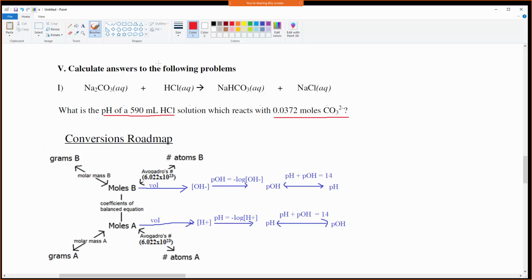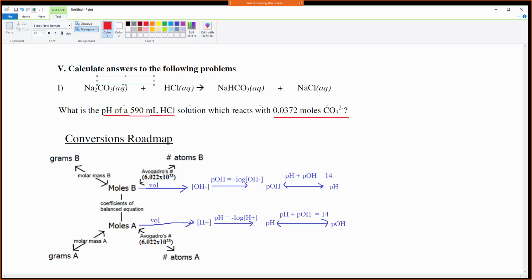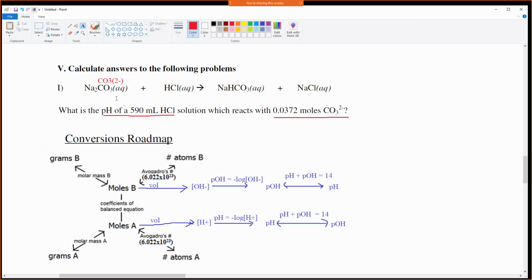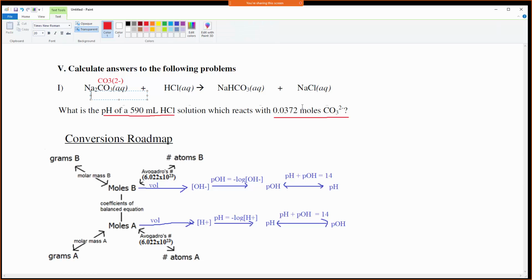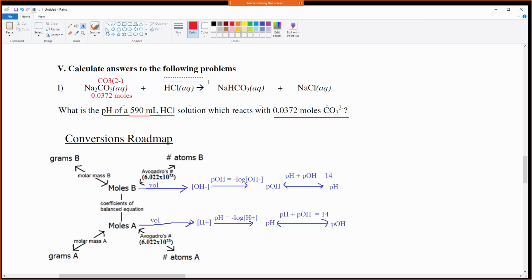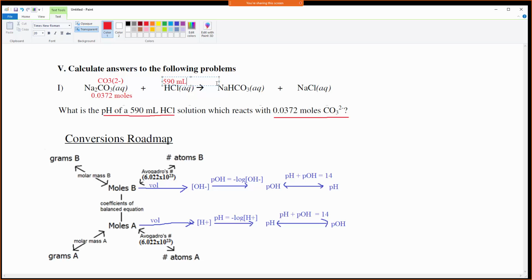The Na2CO3. Okay, perfect. So the Na2CO3, I want you guys to recognize that this is the CO3 2-, right? The sodium is not doing anything there. He's totally a spectator. Okay, so we have 0.0372 moles of this. And they tell us we've got 590 milliliters of this, and they want to know the pH.